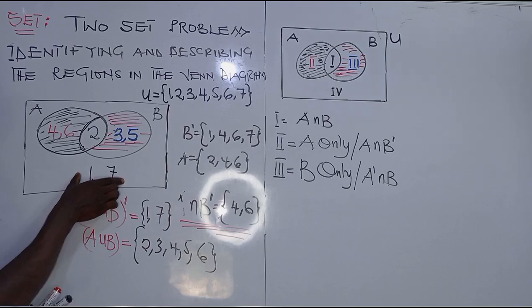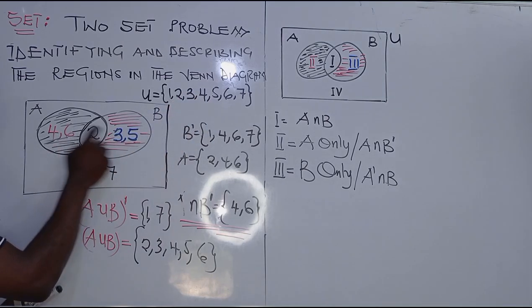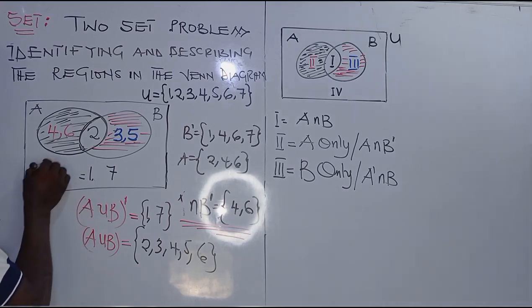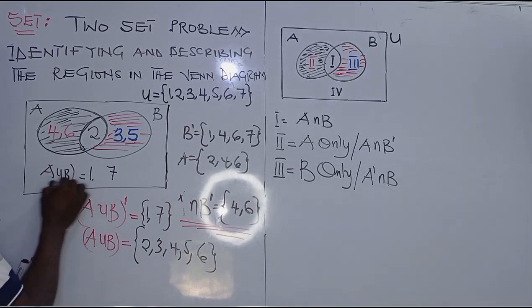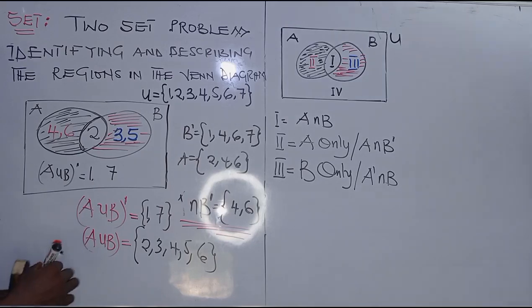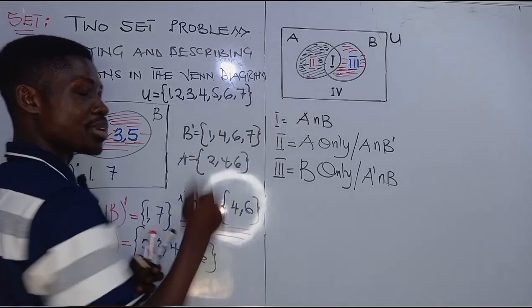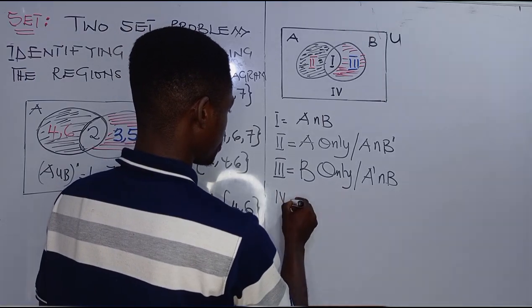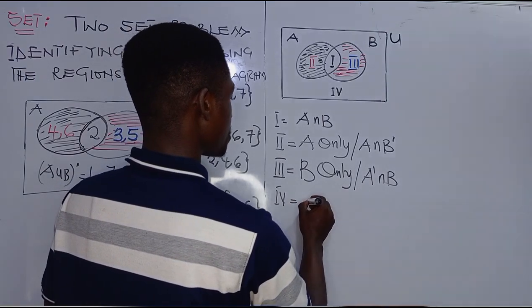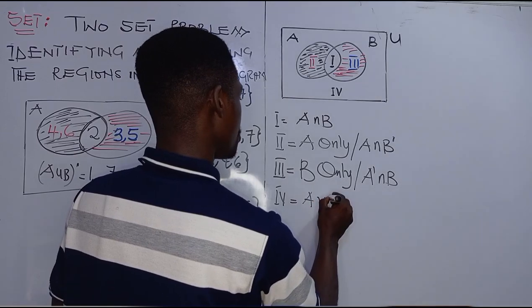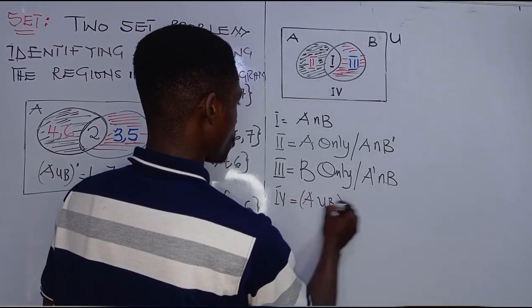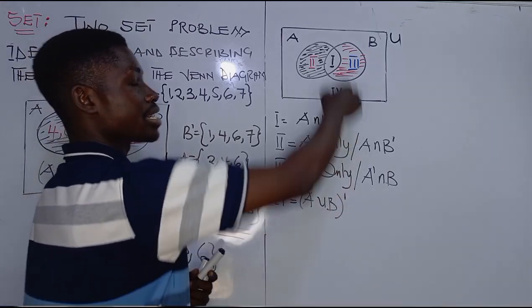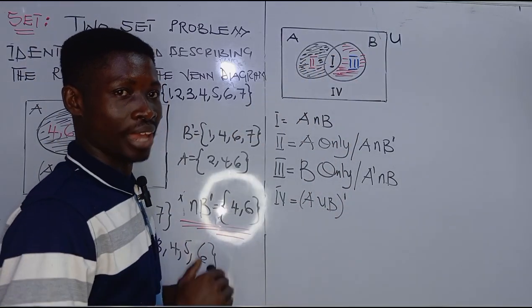Which means that they belong to the universal set, but they are not part of set A and B. So this region is called A union B complement. So when we transfer it here, region IV becomes A union B complement. So these are the names given to the regions in the Venn diagram.